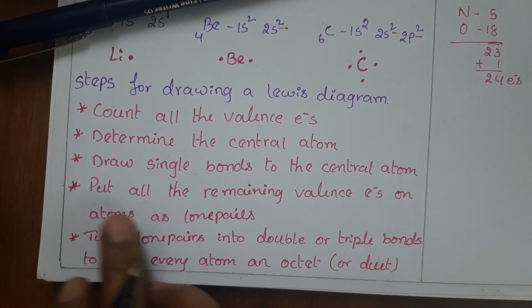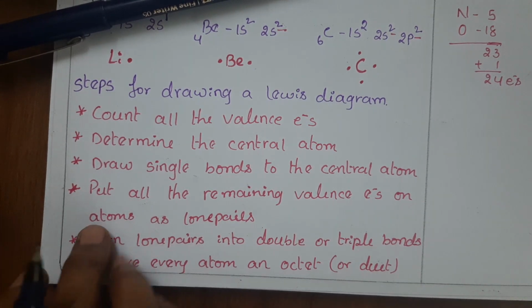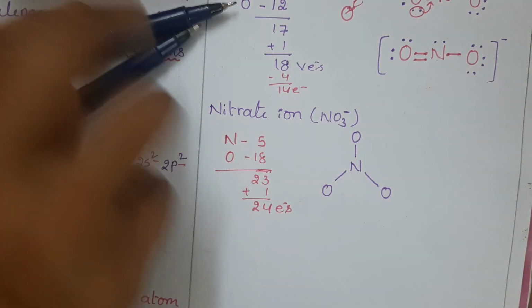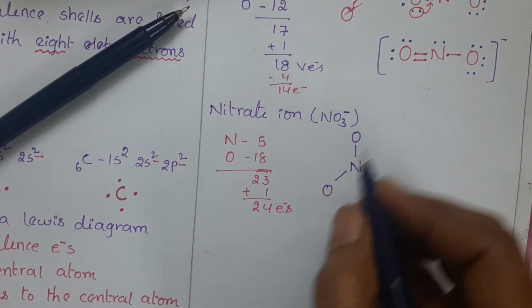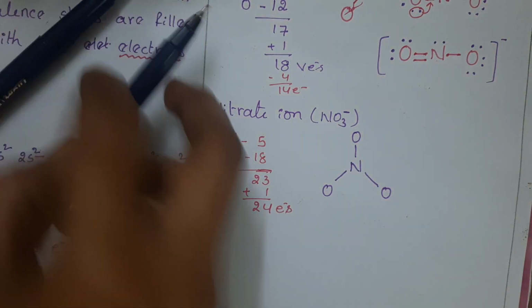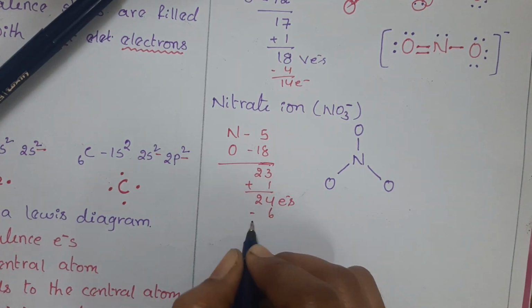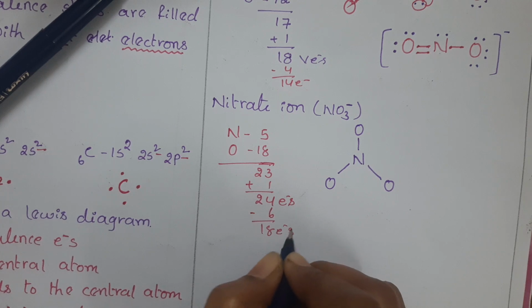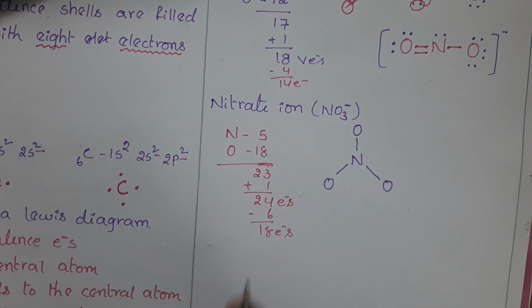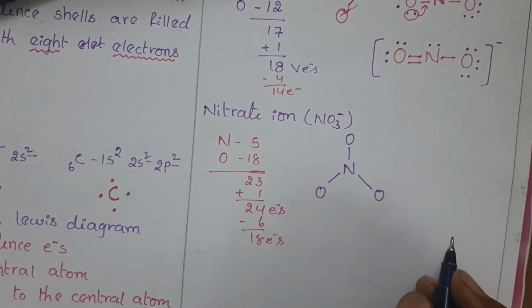Next, what is the fourth step? Put all the remaining valence electrons on atoms as lone pairs. Totally 24 electrons are there. Of the 24 electrons, 6 electrons are used, so 24 minus 6 is 18 electrons. The remaining 18 electrons, now I have to arrange these 18 electrons as lone pairs.